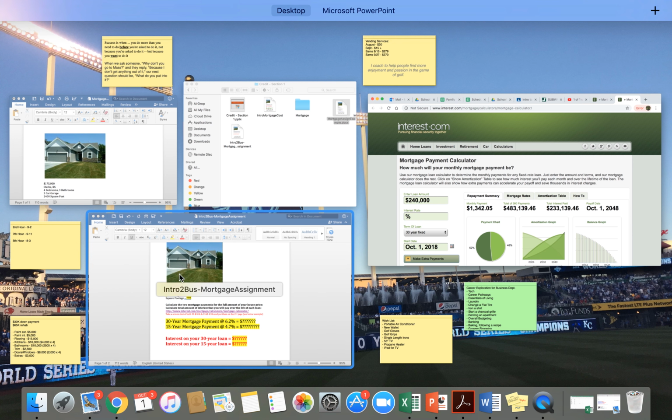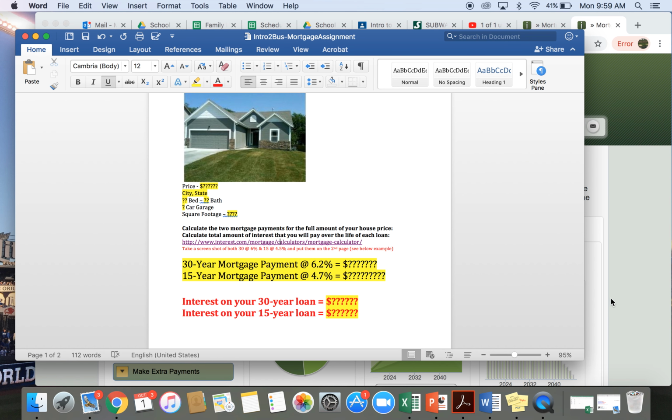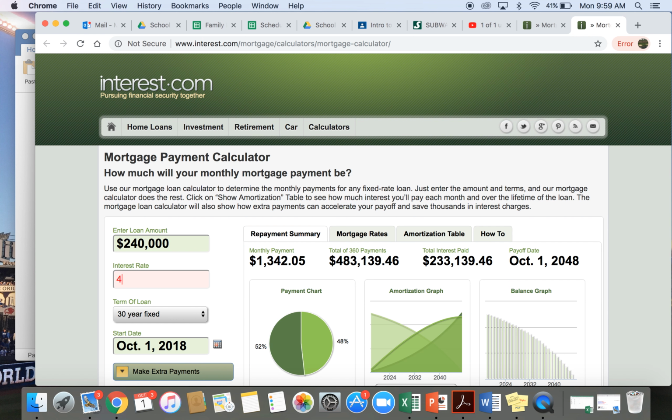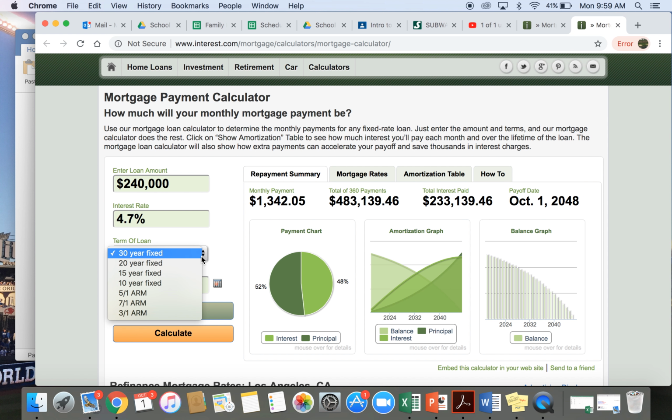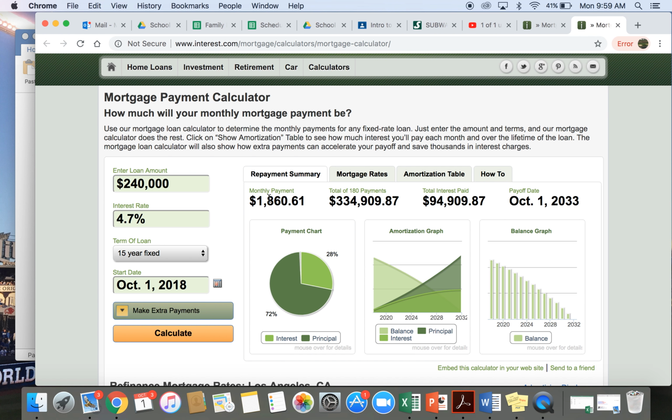What did we change the rate to? 4.7. And we're going to change the 30-year down to a 15-year. Okay, so we're drastically reducing the amount of time that we are borrowing money for. Hit calculate. You will see the monthly payment goes up. It goes up almost $400, right? The total amount of the 180 payments goes down significantly. And look at that. Look at the amount of interest paid.